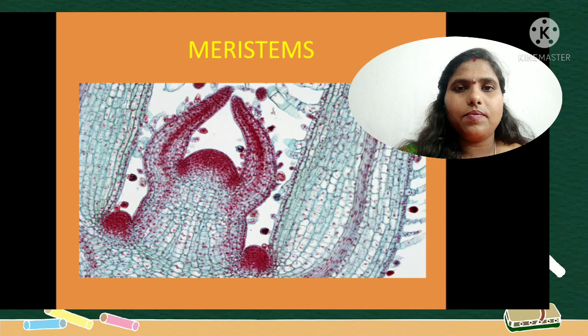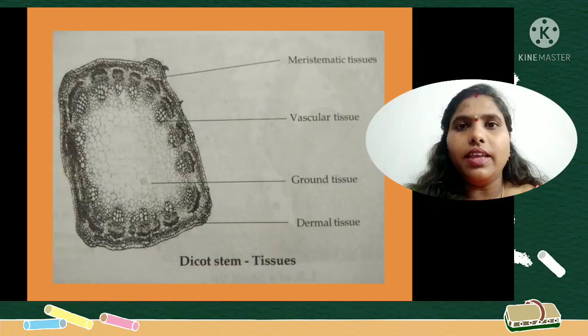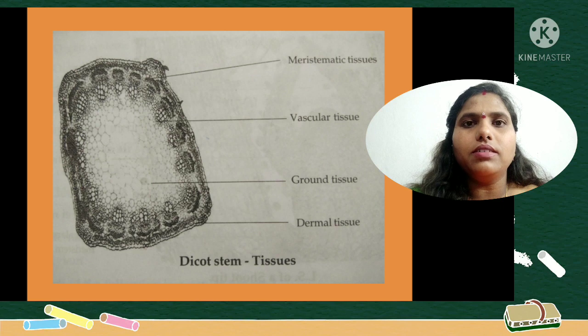In the next slide, we can observe all three meristematic tissues again in the shoot tip also. Here is the diagram showing the shoot tip. This shoot tip also has three regions, and those regions have apical meristem, lateral meristem and intercalary meristematic tissue. In the next slide, dicot stem TS is present. Here a diagrammatic representation is there.